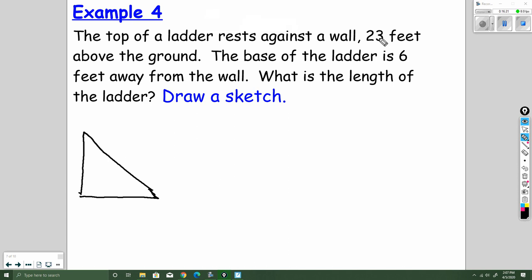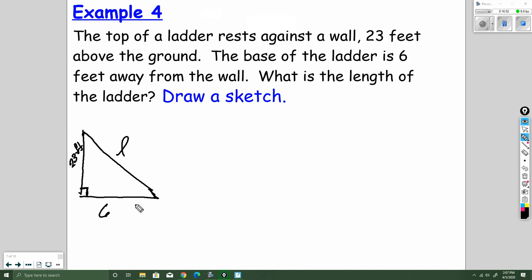So the top of the ladder rests against the wall 23 feet above the ground. So this point is 23 feet above the ground. That's talking about this length here, so I can write down 23 feet. I can also fill in, hopefully that wall is perpendicular to the ground. And then the base of the ladder is 6 feet away from the wall. What's the length of the ladder? Here's the ladder, so we're finding this side length.